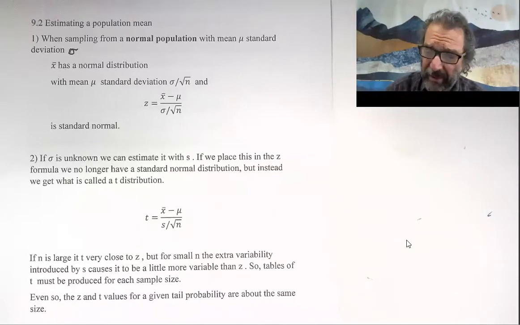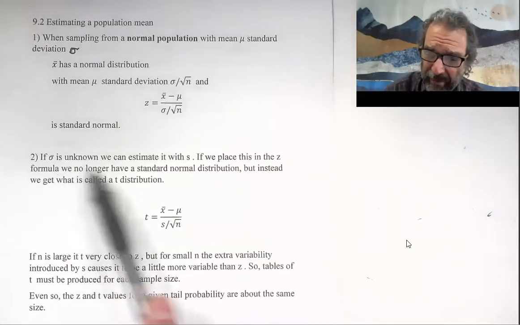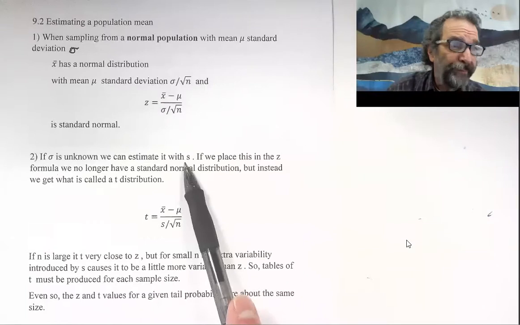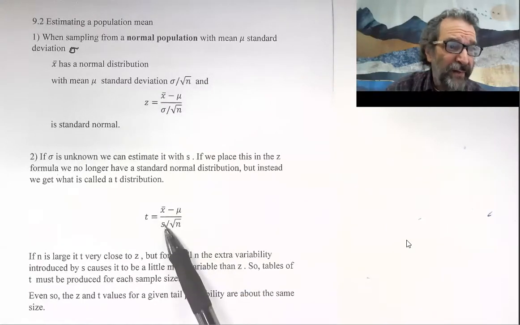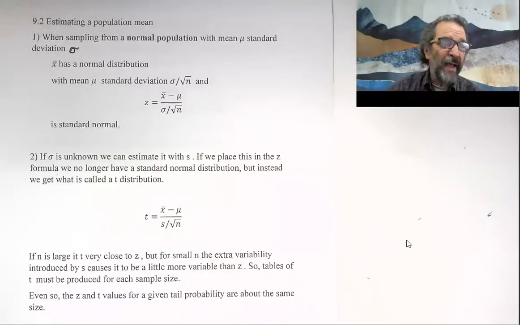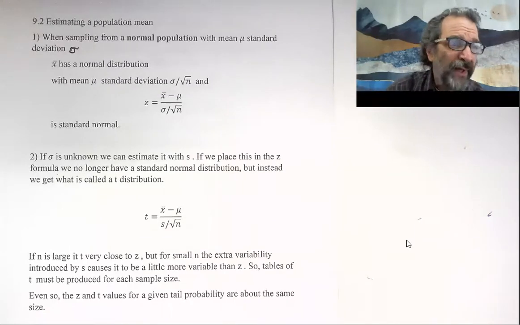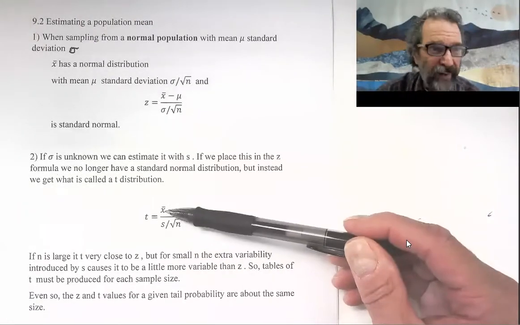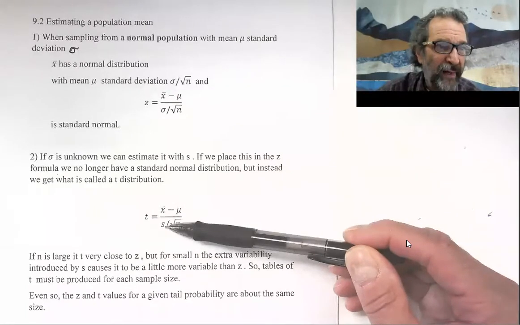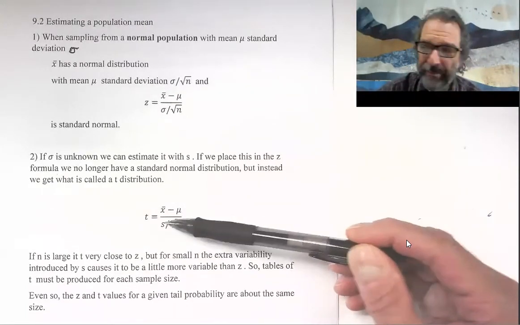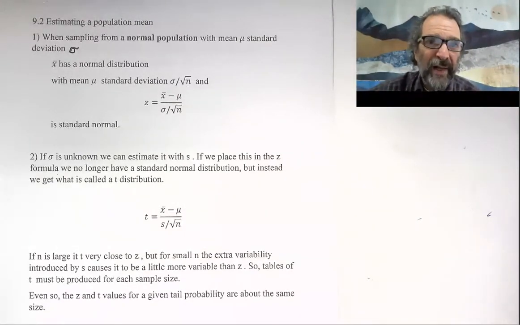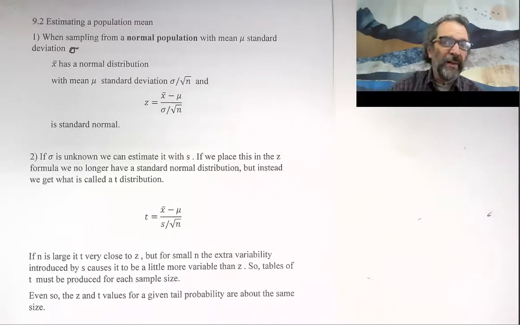So if sigma is not known, we estimate it with S, the sample standard deviation. We put the sample standard deviation into the Z formula. If we place this in the Z formula, we no longer have the standard normal distribution, because that's random and normal, but that's random and something else. And you're taking a ratio there. So the exact shape of that distribution is subject to debate.